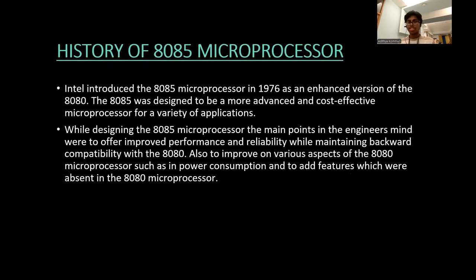The 8085 processor was introduced by the Intel company in 1976. It was far more advanced than the 8080 processor. It was cost effective and had many features which the 8080 lacked. While developing the 8085 processor, the engineers kept 3 points in mind: to enhance its performance, reliability, and also keep the compatibility with the 8080 because it was widely used at that time. They also tried to improve some aspects of the 8080 processor, such as the power consumption and some features like interrupt systems which were lacking at that time.